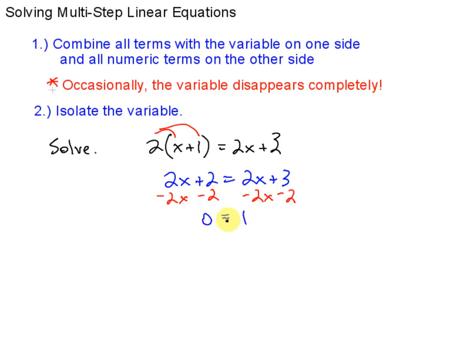The variable disappears again, but there's no x, so this is not a true statement. 0 never equals 1. That means no matter what you plug in here for x, this statement will not be true. So there is no solution to this equation. No matter what you choose for x, this statement will never be true.